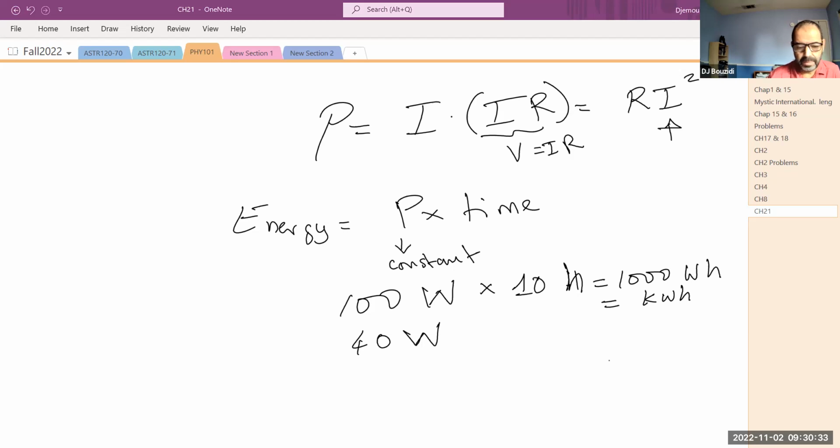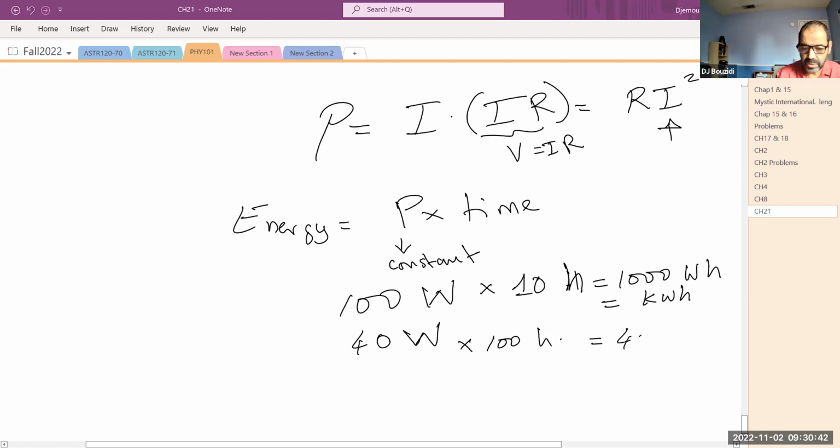Anyway, so that's one thing. But if you take this one, for example, and you have it lit for 100 hours, well, you can do the math. 100 times 40, that's 4,000 watt hours. And 4,000 is 4 kilowatt hours.